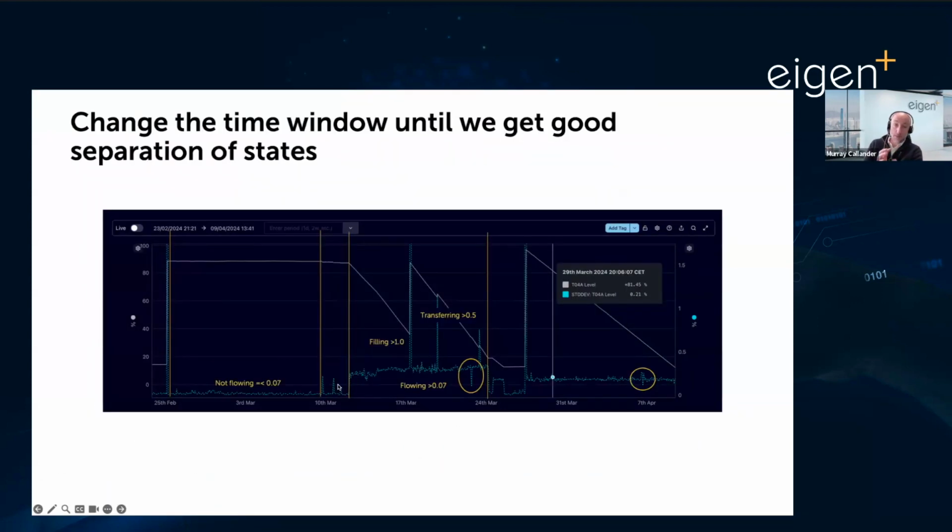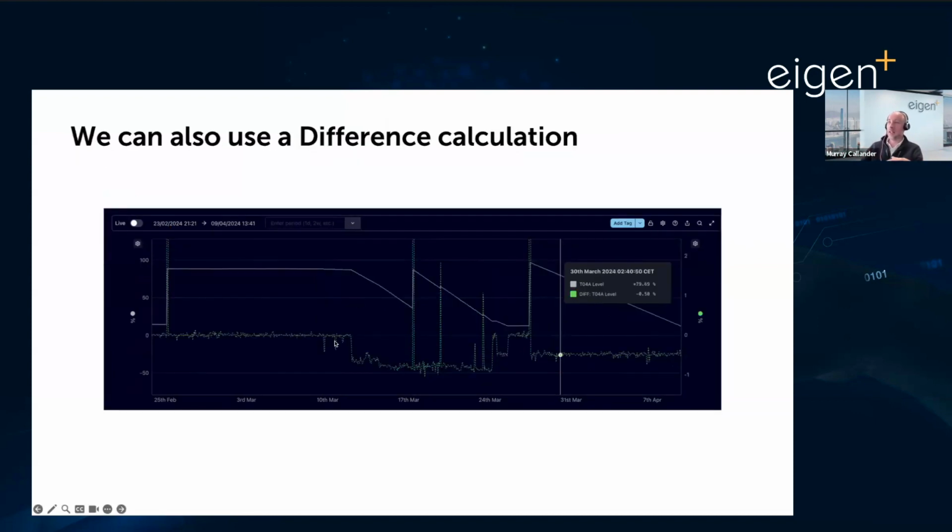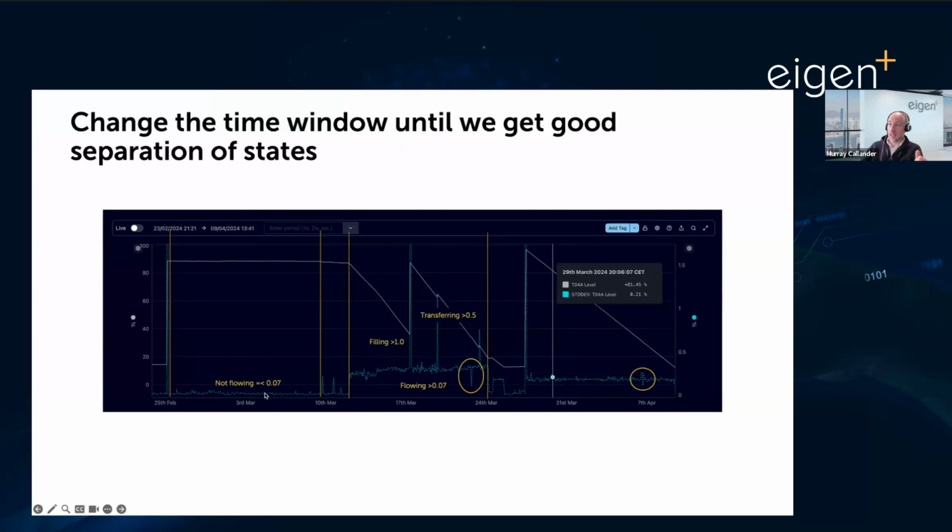In order to determine these, we're using standard deviation. I'm going to take you briefly through how we do that for one of the tanks. The aim is to try and find a time period over which the standard deviation is different enough for us to determine the difference in states. For the demulsifier tanks, when the standard deviation is below 0.07, we're not flowing. If it's greater than 1, we're filling. And if it's greater than 0.07, then we're in a flowing state.